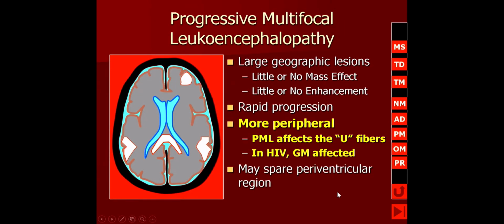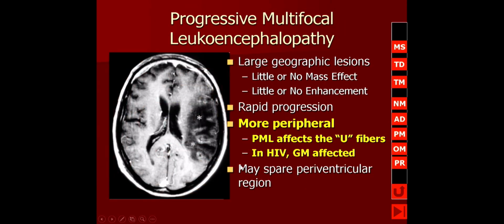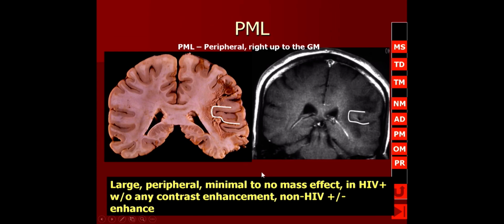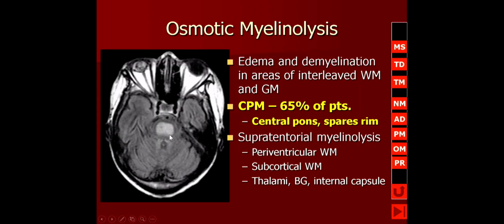And then we talked about PML with peripheral lesions, and we talked about central pontine myelinolysis or osmotic myelinolysis. So that's it for a brief run-through of a bunch of different patterns of demyelination, clinical and radiologic, and I hope that will help you out.